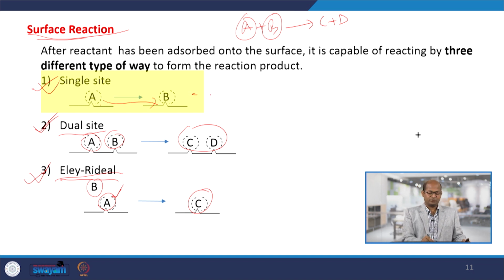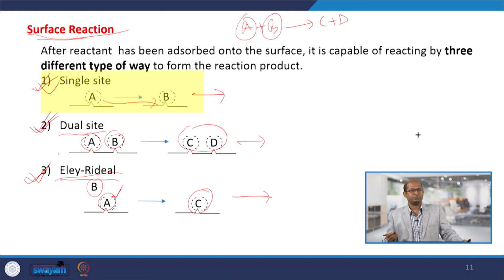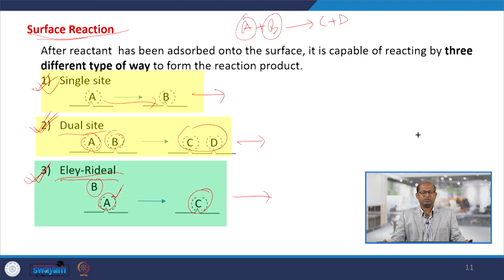Based on this we will develop some rate equations, and this way also we will develop some rate equations. Then, based on experimental results, we see which one fits well. So, we will consider that the reaction may follow a single-site mechanism, a dual-site mechanism, or this type of mechanism, where one reactant molecule may be in the gas phase and another is over the surface of the catalyst. So, this way you can express it.